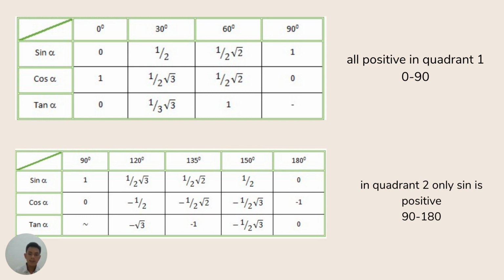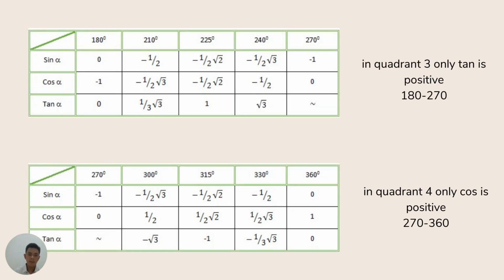The sin, cos, and tan in quadrant 1 are all positive. But in quadrant 2, only sin is positive. Then in quadrant 3, only the tan is positive. And in quadrant 4, only cos is positive.